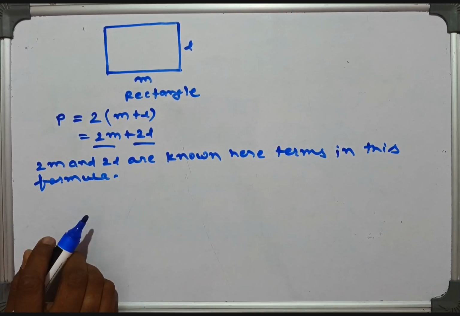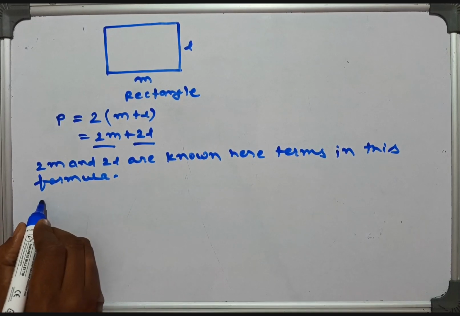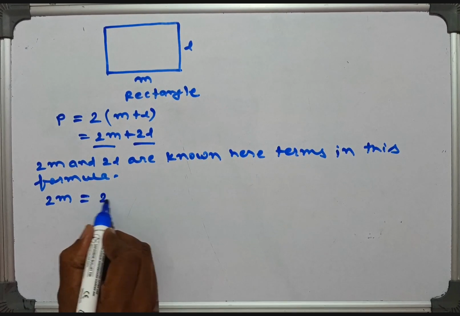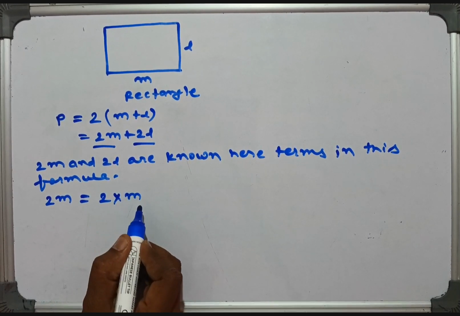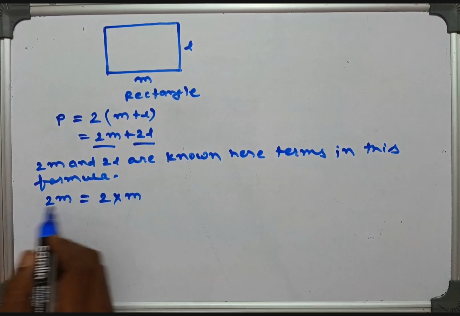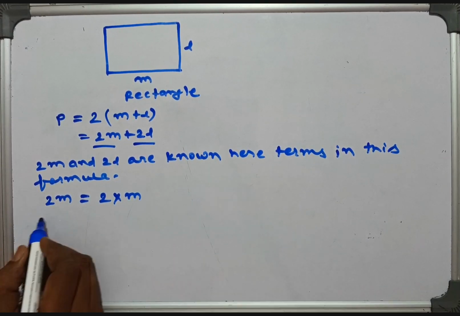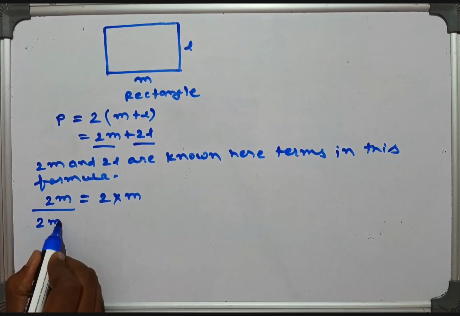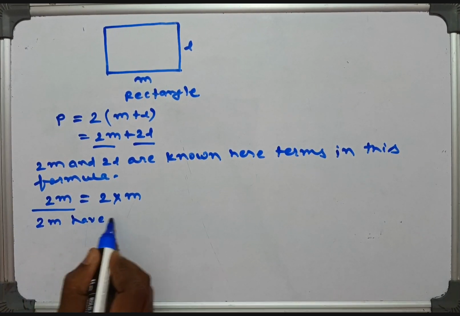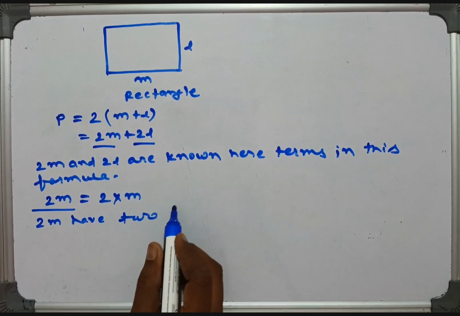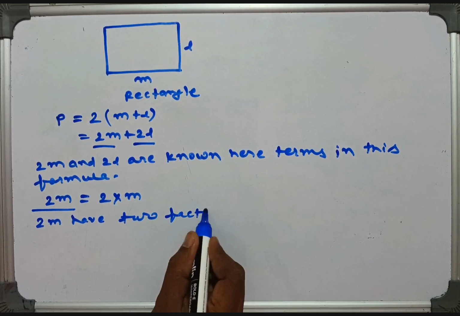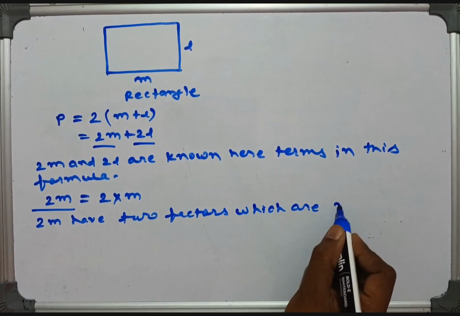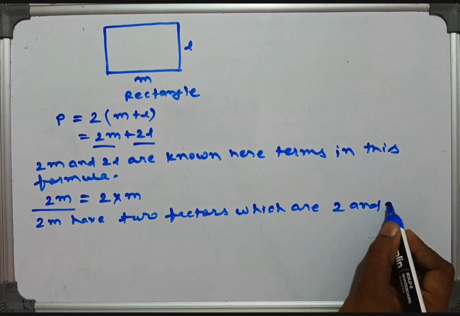And if you see 2M, you can write it as 2 multiplied by M, and here you can say it has two factors, which are 2 and M.